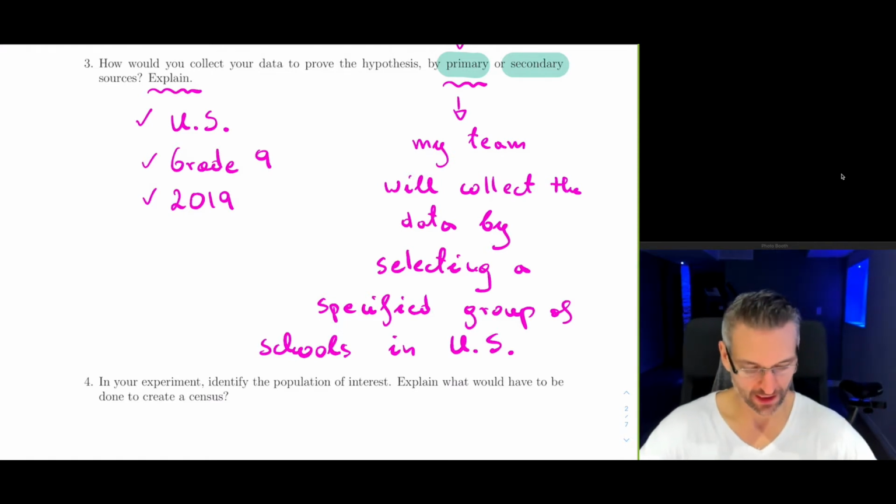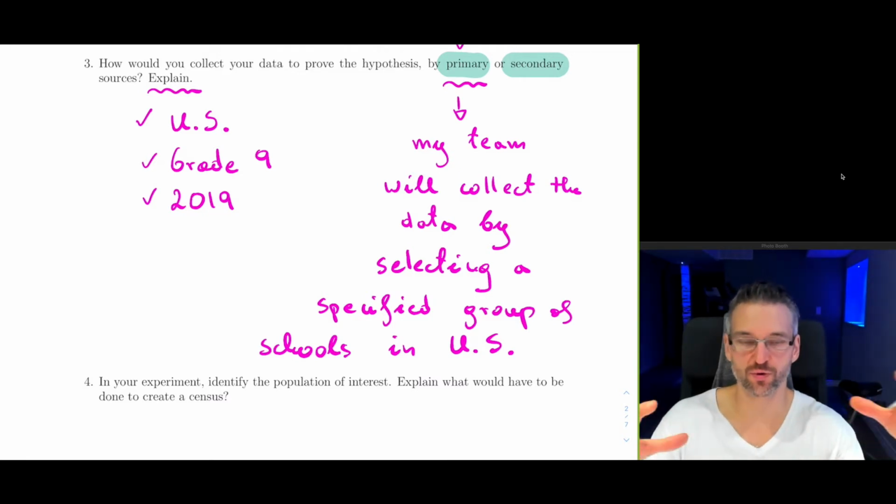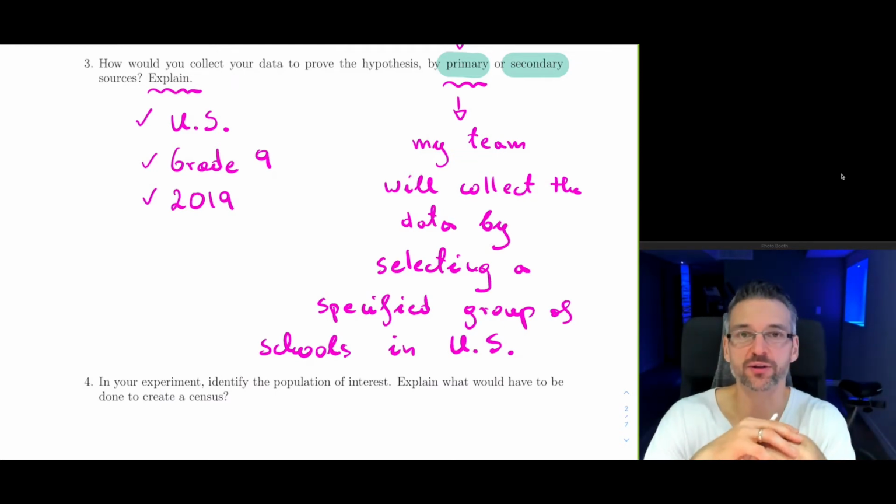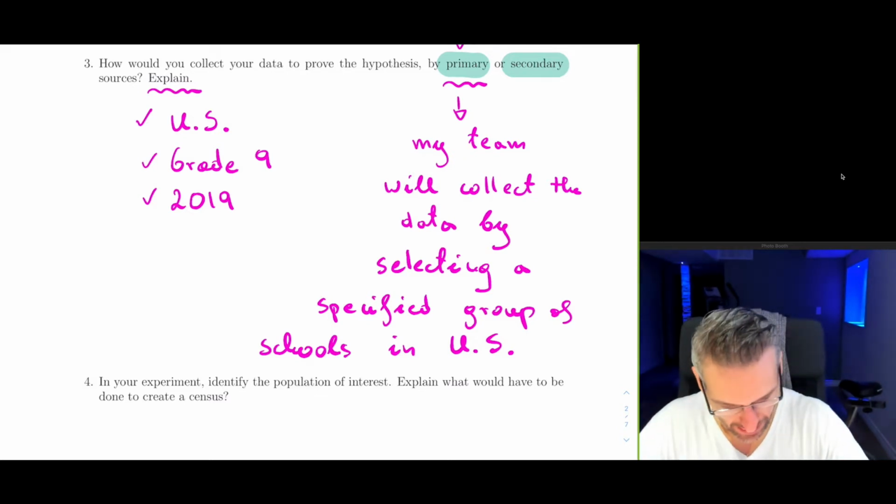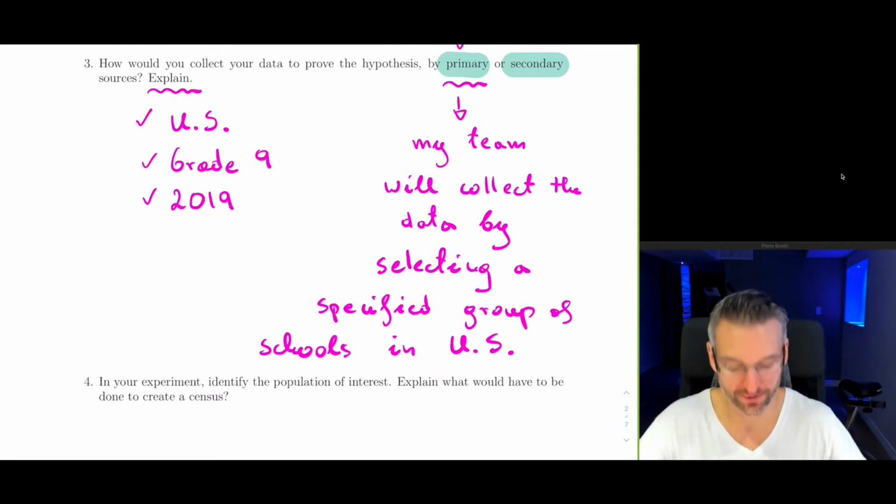Okay, so my team would basically go out and try to collect the data by selecting specified groups of schools, so not all the schools, but a group of schools in the United States, and then we would concentrate on grade 9. So here that would be the key. That's how you can say that you are collecting the data as a primary source.